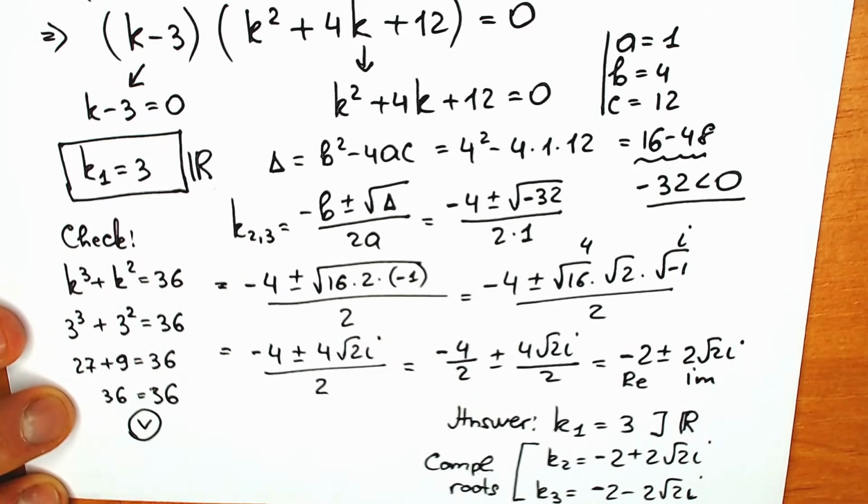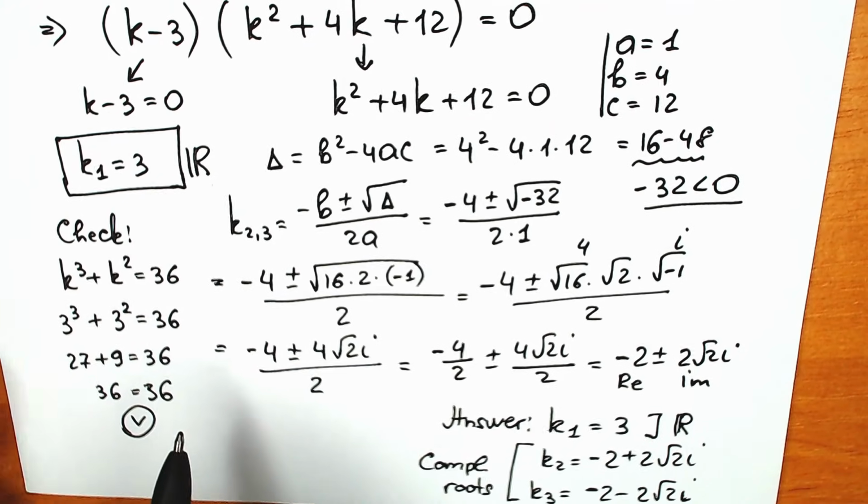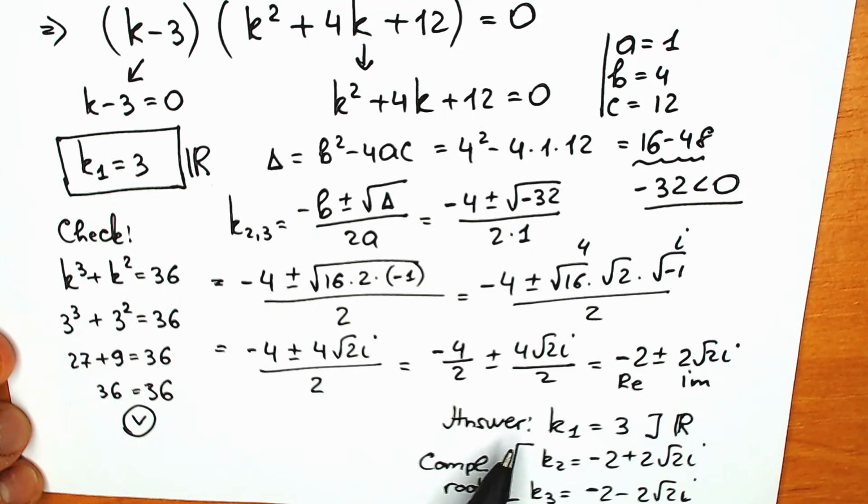Yeah, really great. So this is our answer. This is our solution to this question. So our root is great. These are our two complex roots, and this is one real number root, which is absolutely correct.